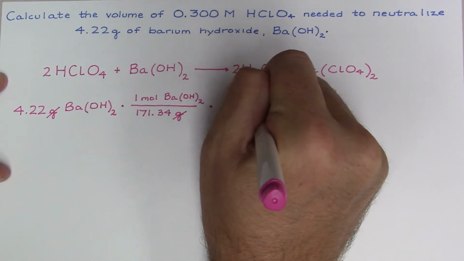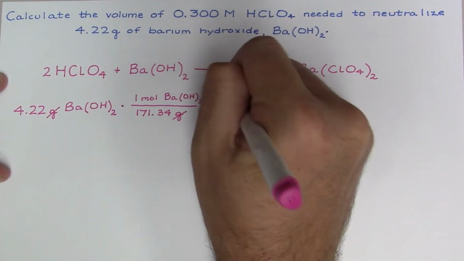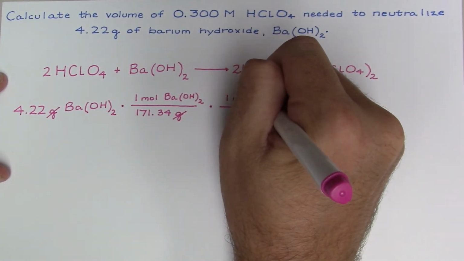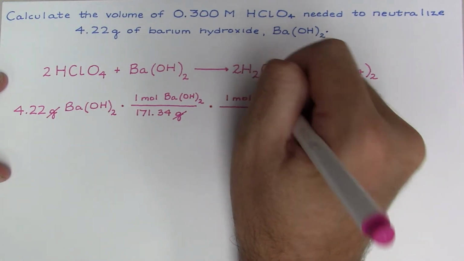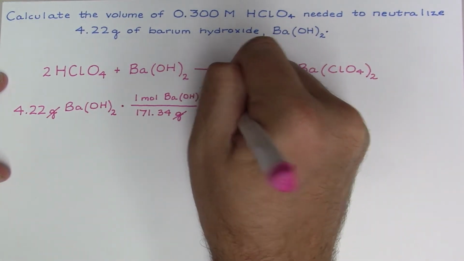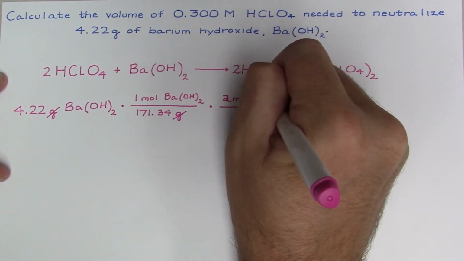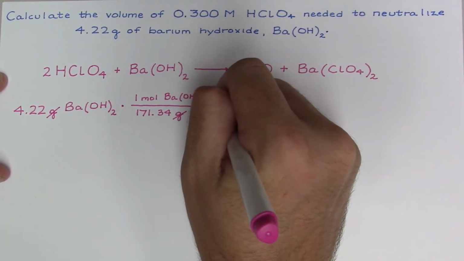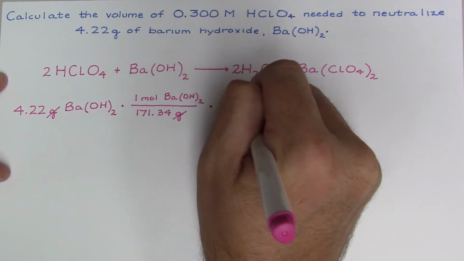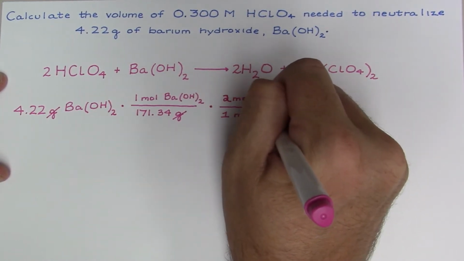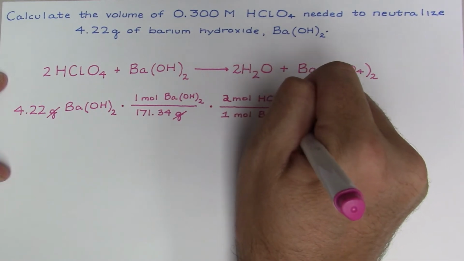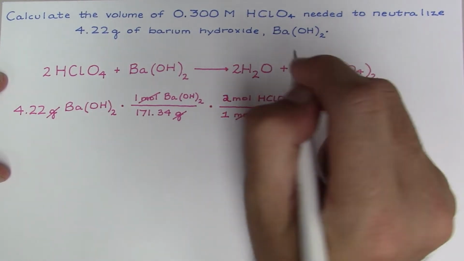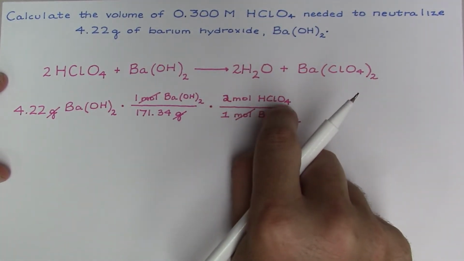So now how do we get to moles of our HClO4? This can be done using our balanced chemical equation. So in this case, we are wanting to say for our numerator that we are going to need 2 moles of our HClO4. This comes from our balanced chemical equation, over 1 mole of our barium hydroxide. Make sure that you are using the coefficients from your equation. So now our moles of barium hydroxide will cancel and we're left with moles of HClO4.